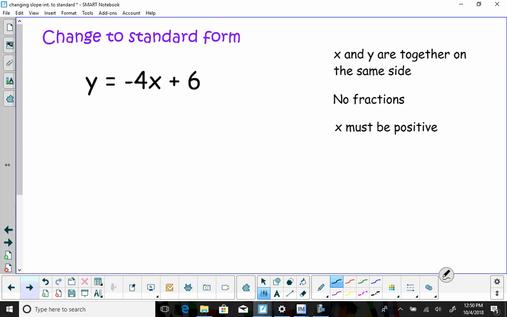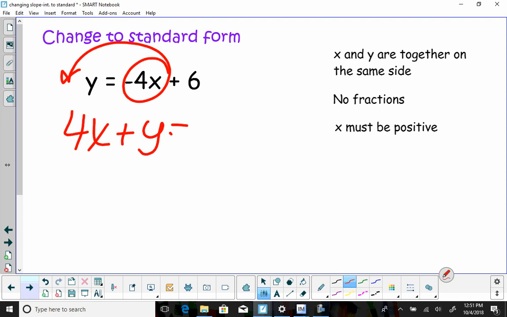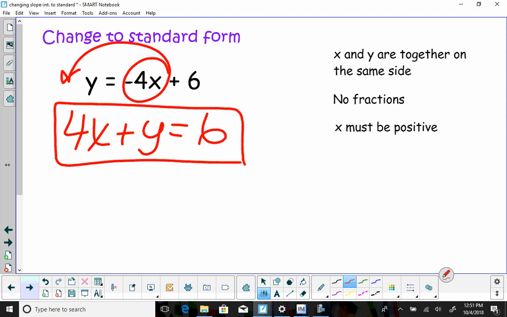All right, so here we go. Trying to get x and y together, so we're going to standard form. What do I need to move? Negative 4x, and when I move it, it becomes positive 4x plus y equals 6. All right, are x and y together on the left? Is x positive? Yes? Do I have any fractions? I'm done. Okay?